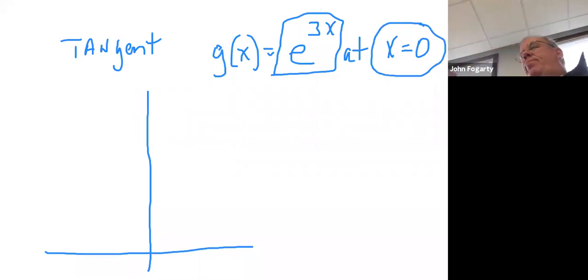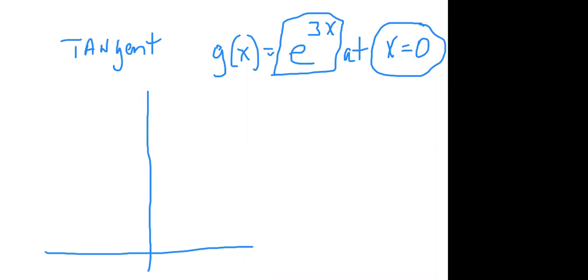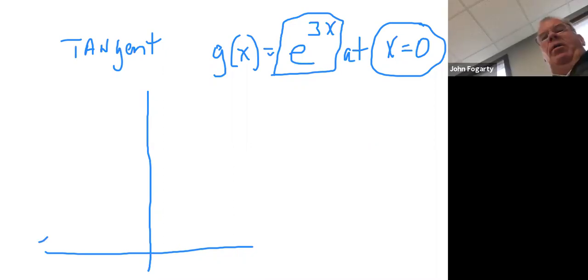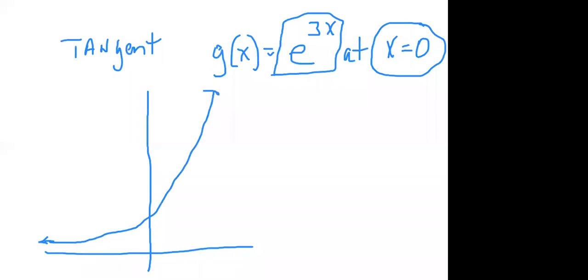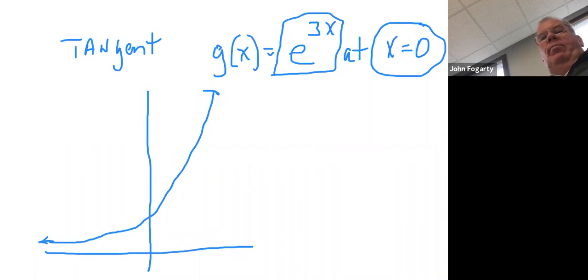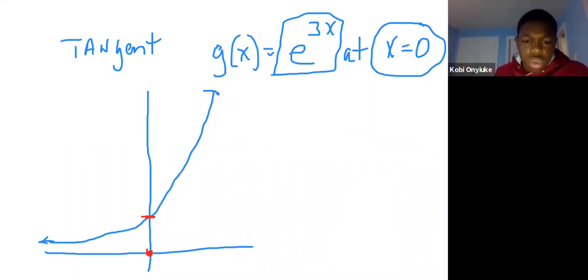Now, e to the 0, anything to the 0 is what? 1. So this looks something like this, right? Did you guys know that? That's 0, right? So that's what? 1, right?